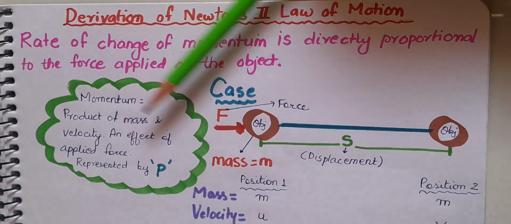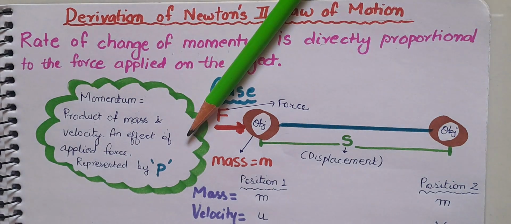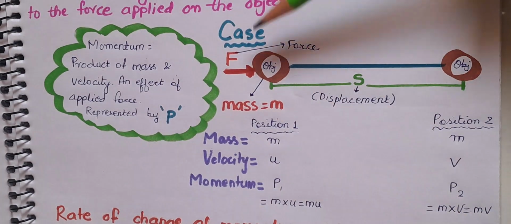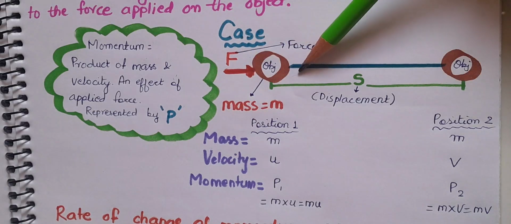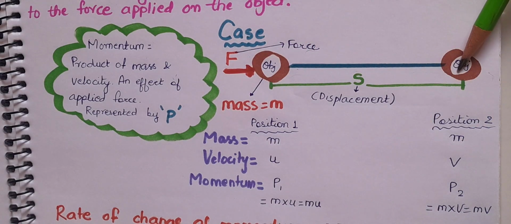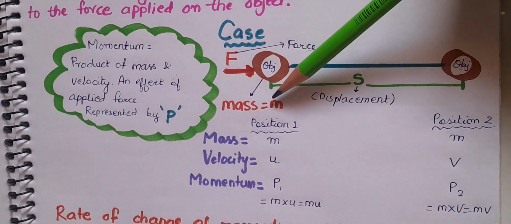Now, for deriving Newton's second law of motion, we should first understand a case. Let's say that there's an object on which we apply a force F and the object moves forward and gets displaced by a displacement S. Let the mass of the object be m.